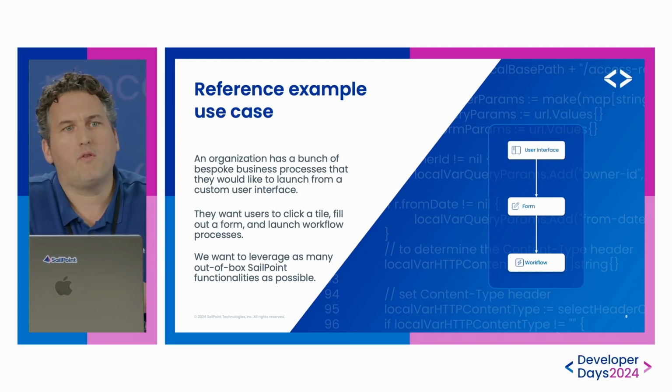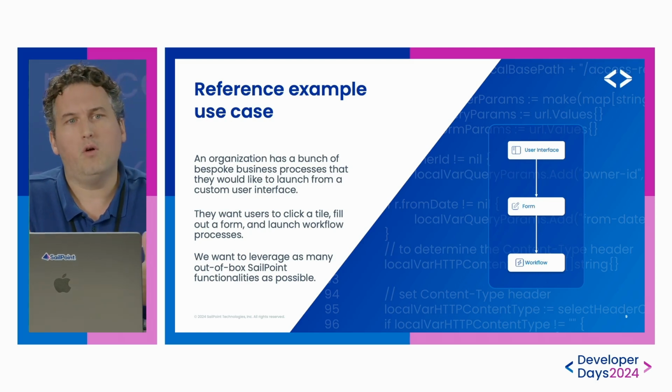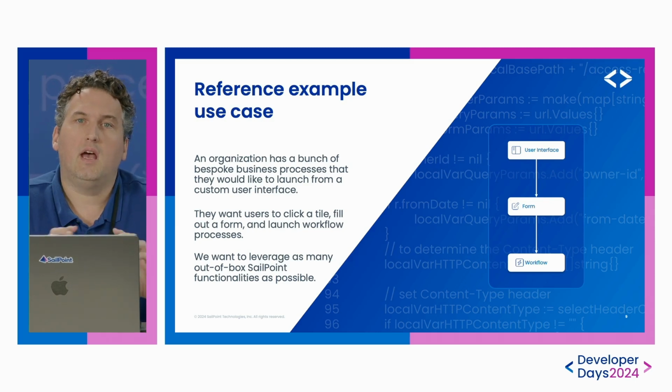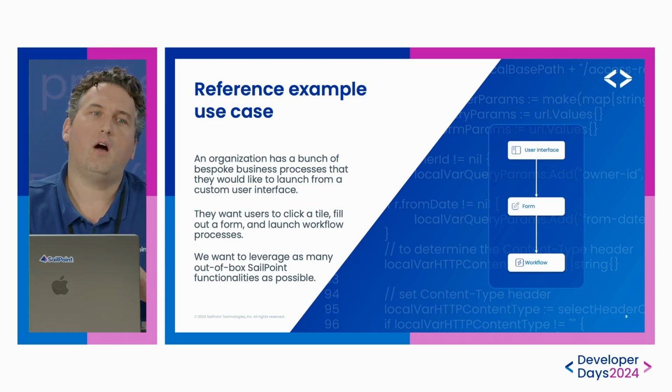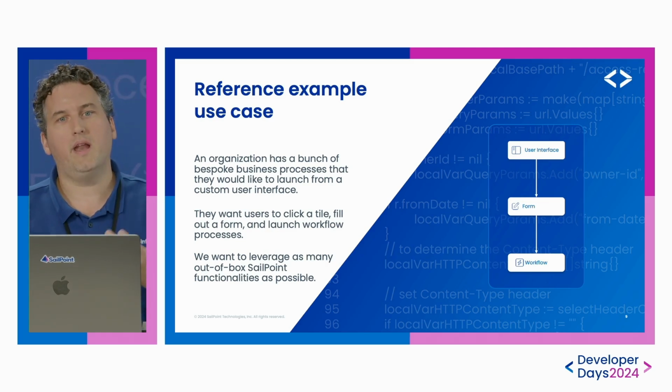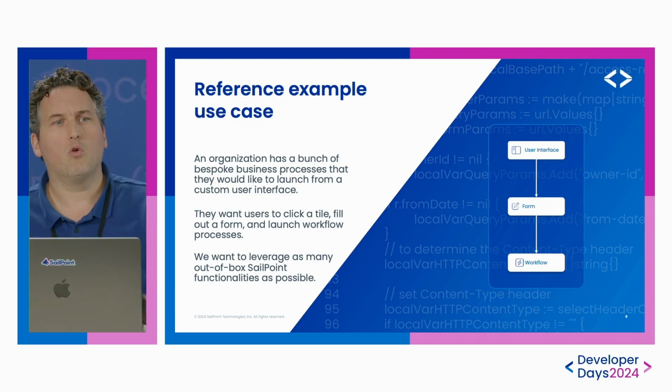And so in this reference example use case, maybe a user logs in, leveraging the power of OAuth and JWT, and then they can see a tile. And when they see that tile, they can click on that tile and it launches over into a form dynamically where they can fill out some details and then continue on into the workflow.